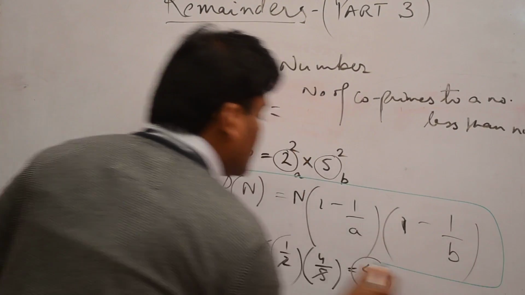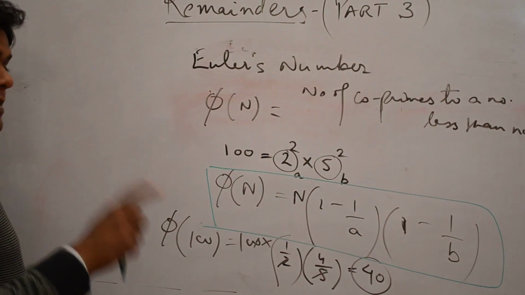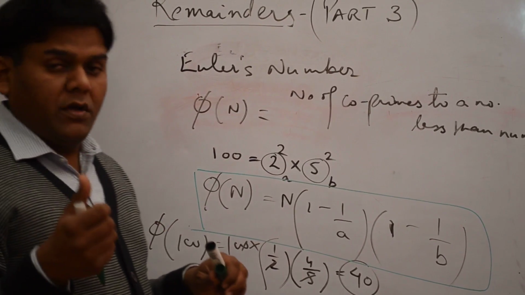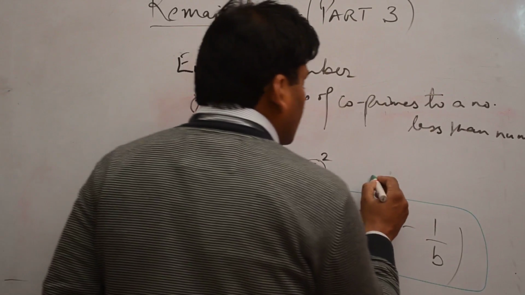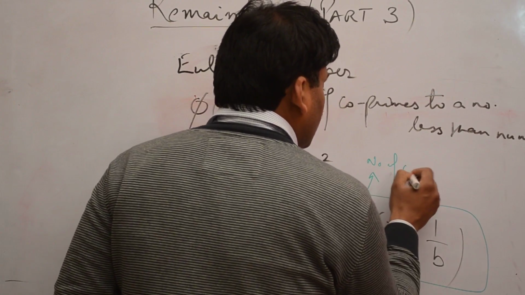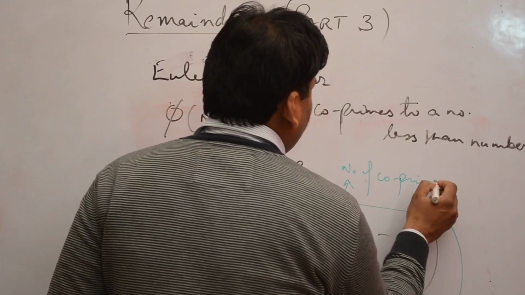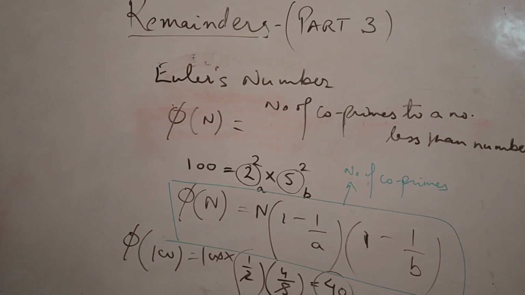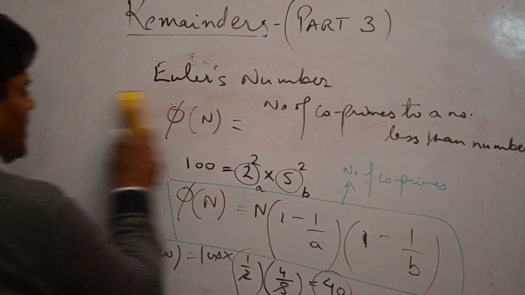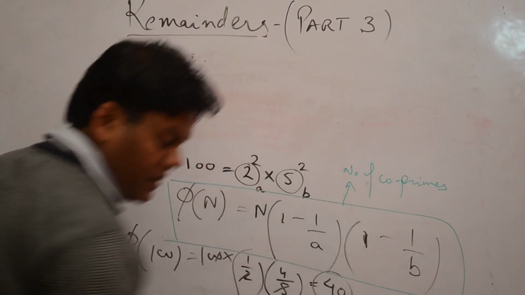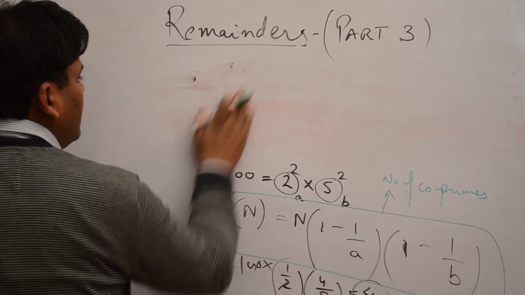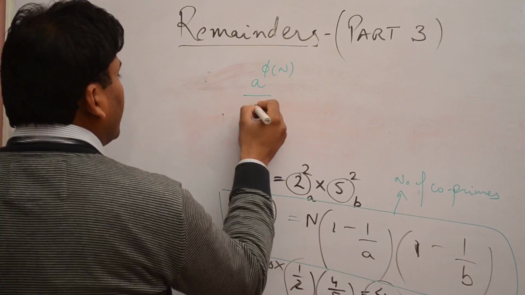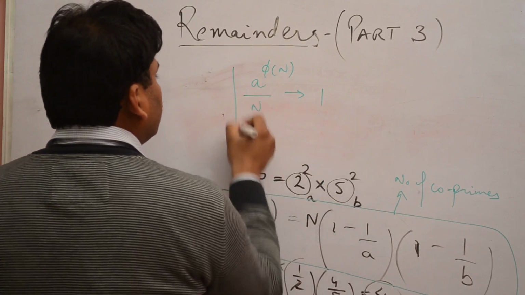This is the most important part. If you understand Euler's number, you can answer two types of questions. One, where it asks you the number of coprimes to that number which are less than that, and it also answers the remainder questions. Now how does it answer the remainder questions? See carefully. If I write down a to the power phi of n divided by n, the remainder is always 1.